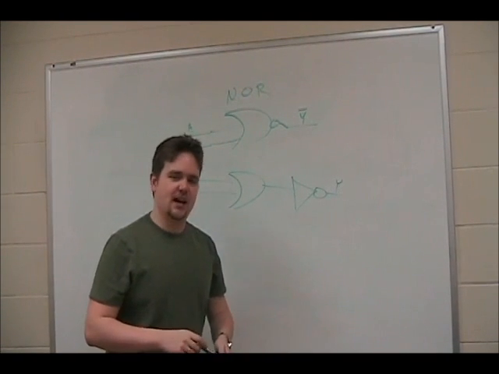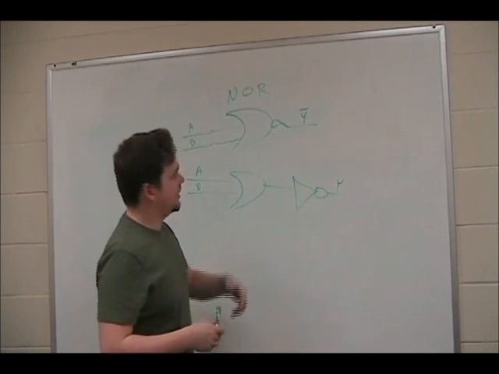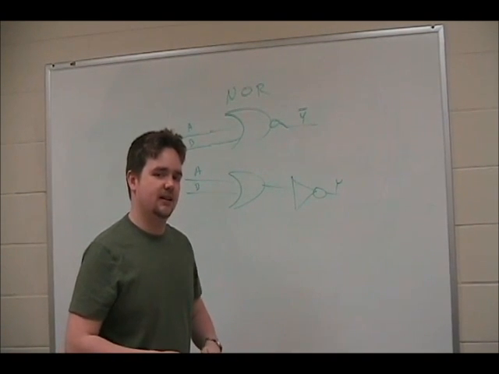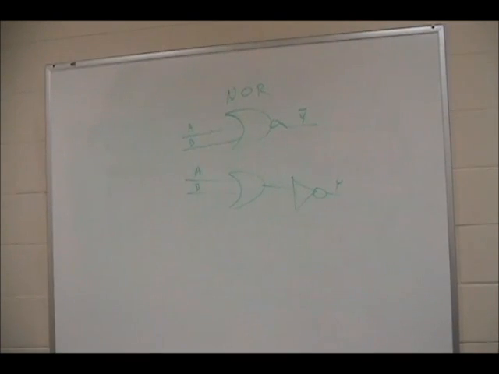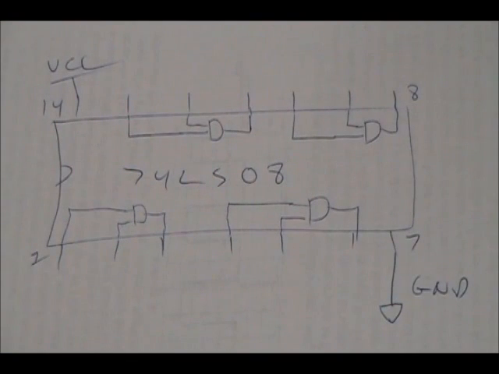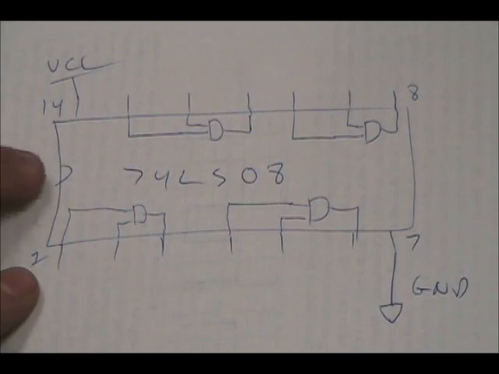So let's show you how we're going to connect some of these up. I'm not going to do all of them, but we're going to connect a couple of them up on a breadboard. Alright guys, so here's the pinout of a 74LS08. I've got it right here on my board. We've got 4 2-input gates on this chip. Here's pin 1, notated by the little notch on the side. You can always see it. There's always a notch or a little hole on the left side to notate where pin 1 is.